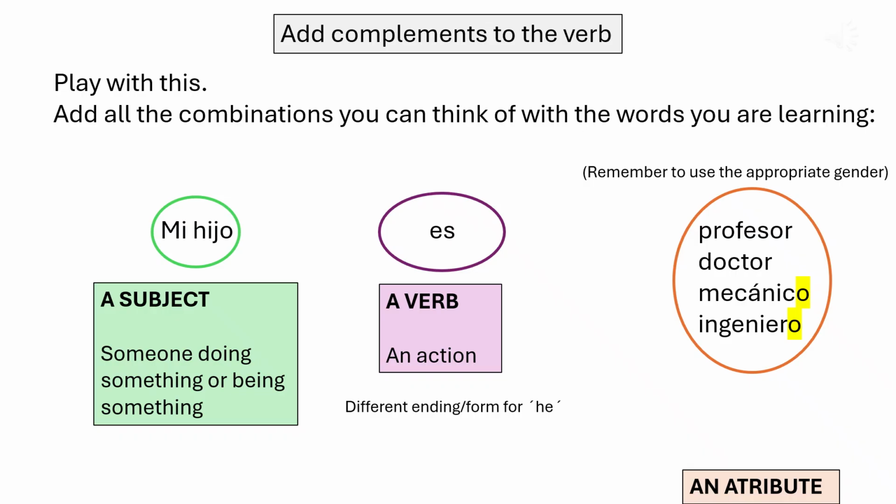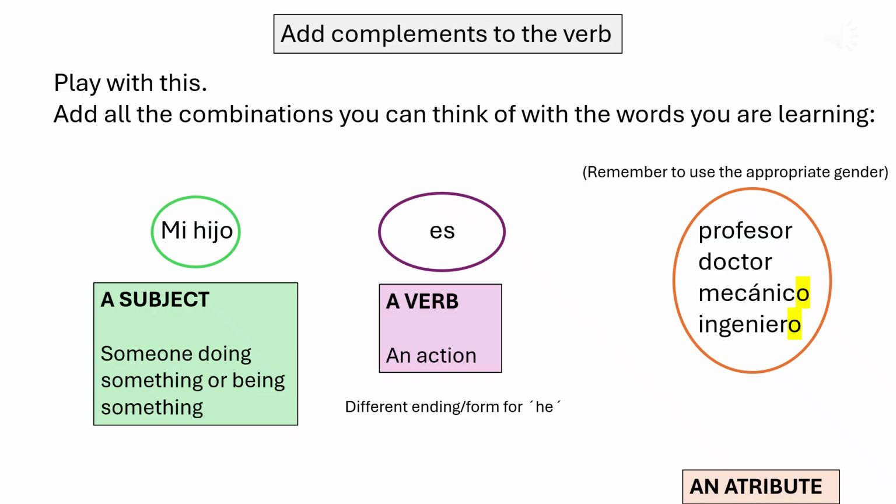And now the attribute. Remember to use the appropriate gender. If I started with mi hijo, a man, because I've got this o at the end, then the characteristic or trait or attribute or adjective is going to be masculine. Profesor. Mi hijo es profesor. Mi hijo es doctor. Mi hijo es mecánico. Mi hijo es ingeniero. And remember, of course, you can also use the negative, because you might be thinking, well, there's only one profession my son has, and I cannot imagine making it up if that's what he is.